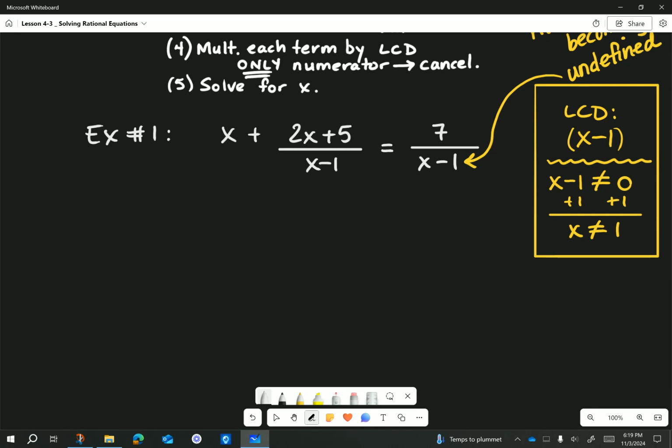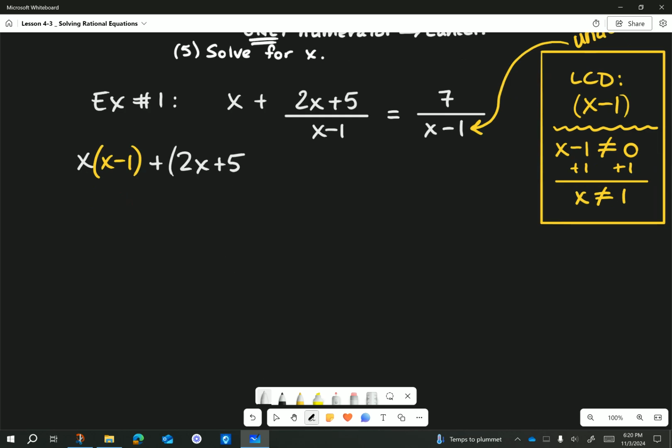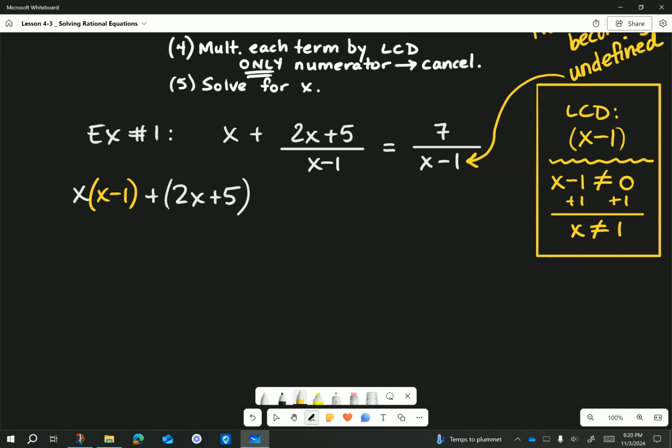So here's what I'm saying. This x is like saying x over 1, right? Well, this x is a numerator value and it needs to be multiplied by the LCD x minus 1. So I'm writing x minus 1 right next to it. And after the x, there was a plus, and there is a 2x plus 5. And even though you don't see it, by the way, this 2x plus 5 actually has parentheses around it, okay? So whether you put them or not, that's up to you. But that 2x plus 5 is going to be multiplied by x minus 1. Again, because 2x plus 5 is in the numerator. And all this is over x minus 1.